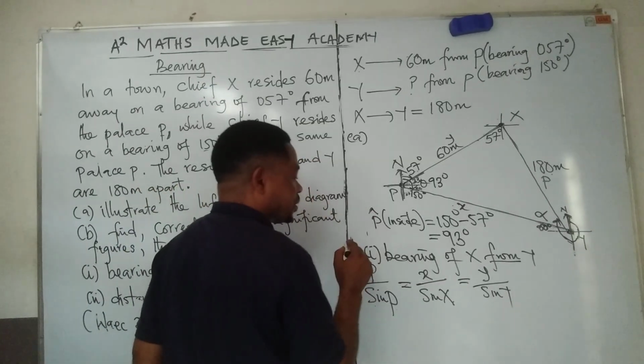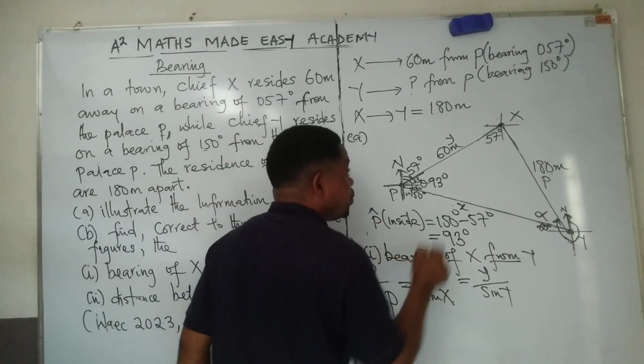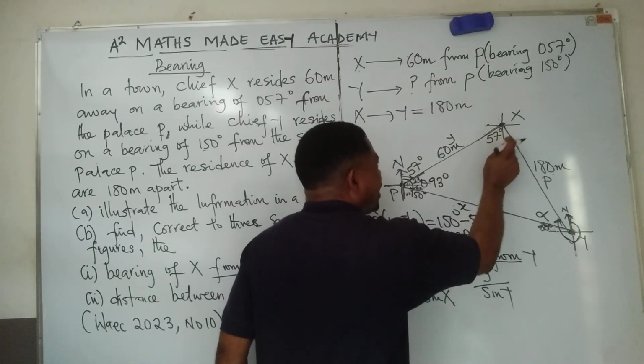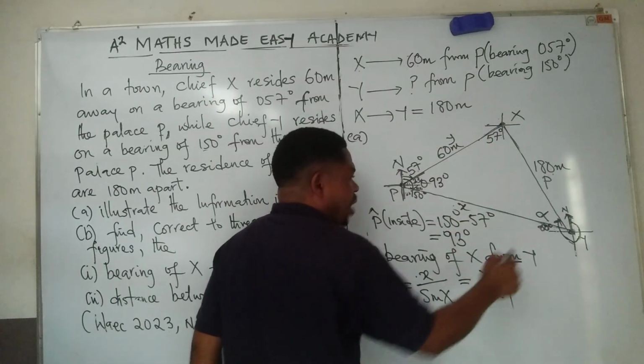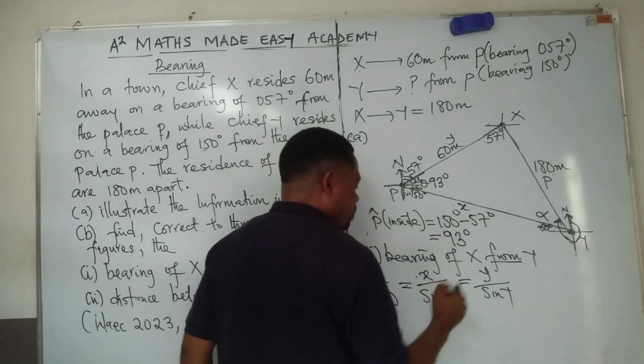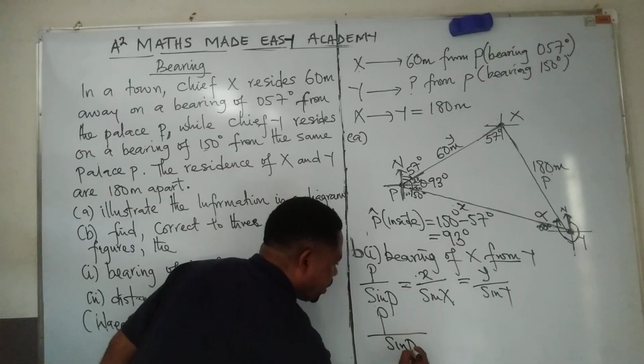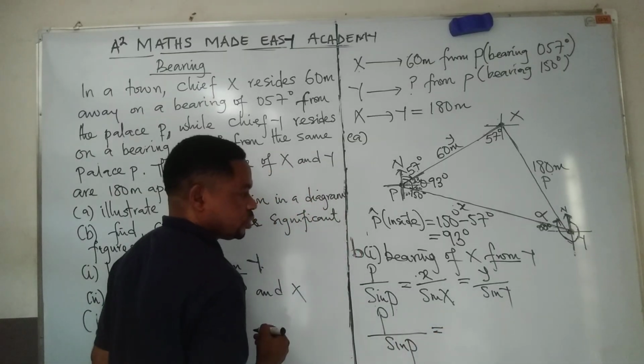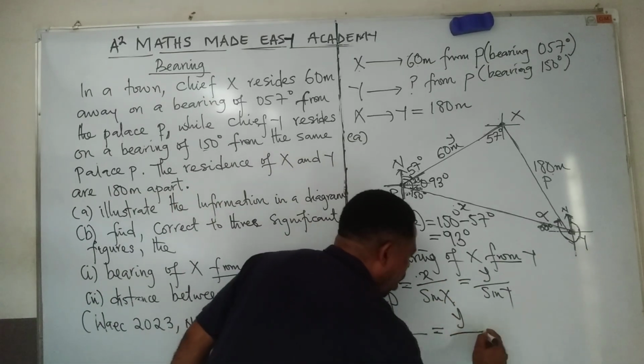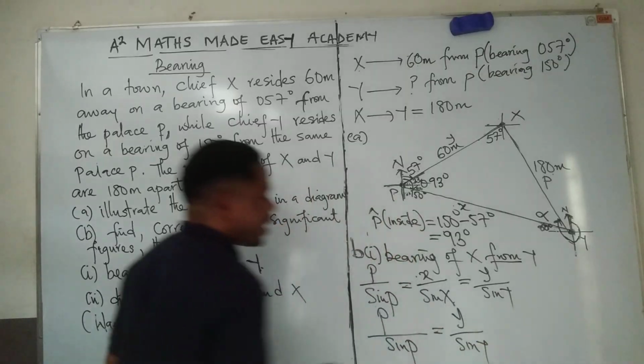Then I will go with this. Then I'm not using X. Do you know why? We don't have any relationship between what? X. Our concern is Y. So which means I'm going to use p all over sine P, then equal to y all over sine Y. Can we now substitute?